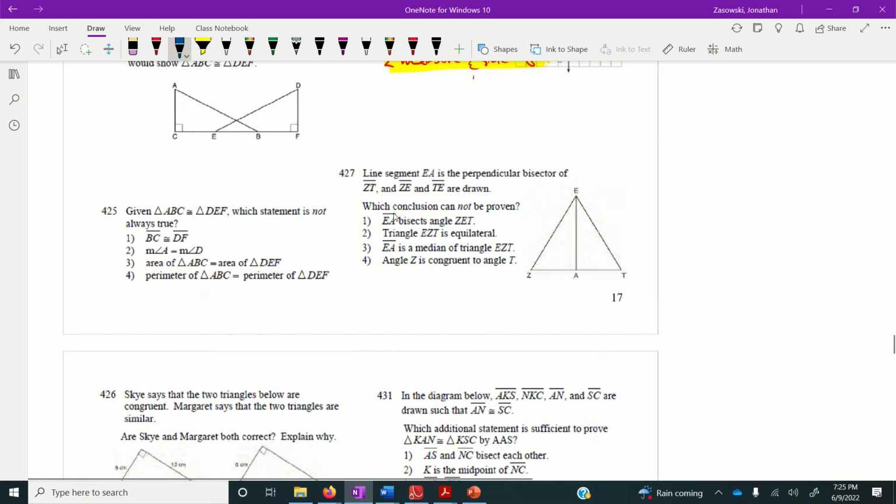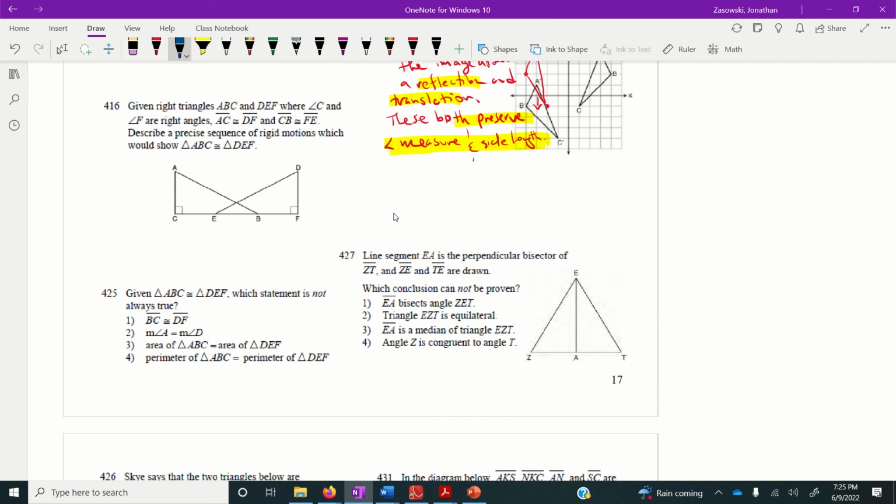Okay? For 416, we want to describe a precise sequence of rigid motions that's going to show that these two triangles are congruent. So number one, it doesn't say what triangle to move, so you can move either one. If we want to take triangle ABC, we want to get one of these two triangles to overlap something first. So if we were to slide this triangle to the right and translate it, we could get AC to map onto DF.